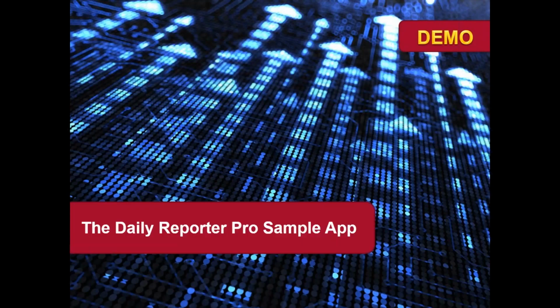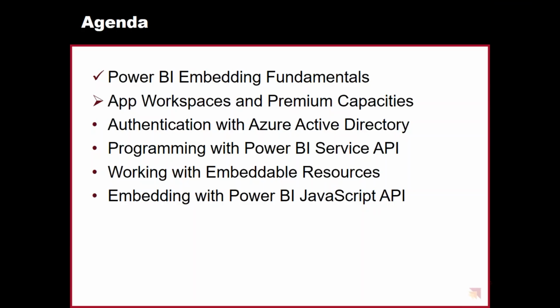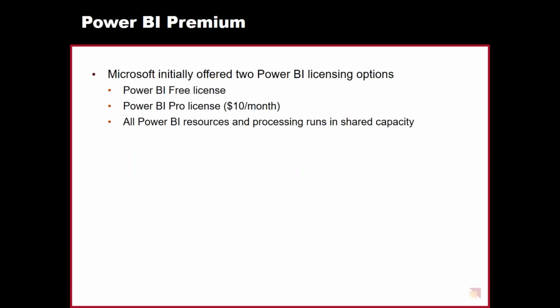Okay. Now, I've already done a quick demo of the Daily Reporter Pro sample app. So what I'm going to do now is move into the next section on App Workspaces and Premium Capacities. If we go back earlier than last May, from the time that the Power BI service was introduced until May, it basically gave us 2 licensing options. Users either have free licenses or they have pro licenses. And then everything that we did in Power BI ran in what we call a shared capacity.